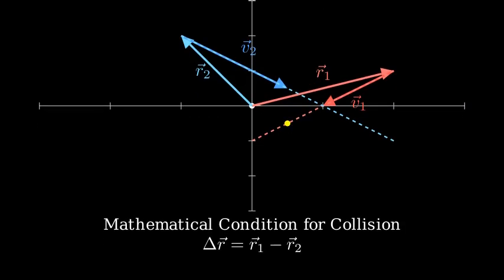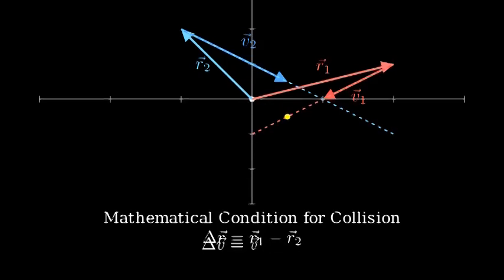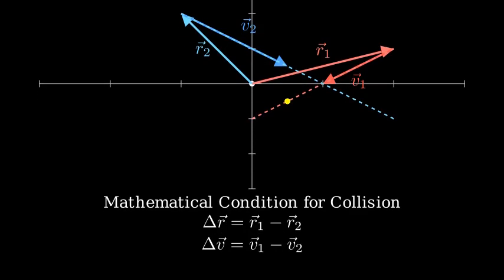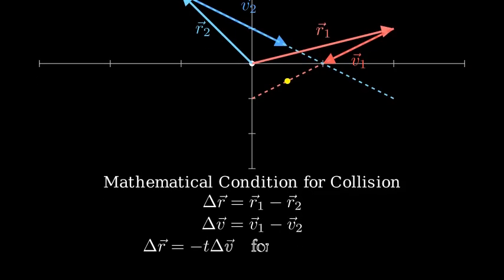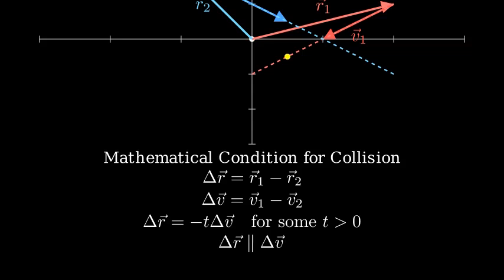We define delta r as the vector from particle 2 to particle 1, which is r1 minus r2, and delta v as the relative velocity, which is v1 minus v2. For a collision to occur, the particles must meet at some positive time t, which means delta r equals delta v times negative t. This implies delta r must be parallel to delta v, meaning they are scalar multiples of each other. Let's visualize this geometrically.